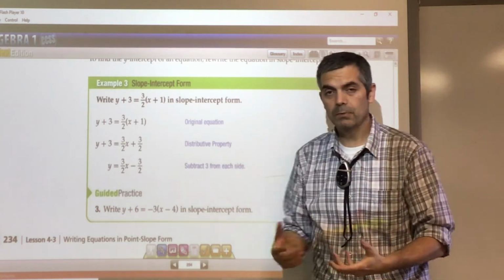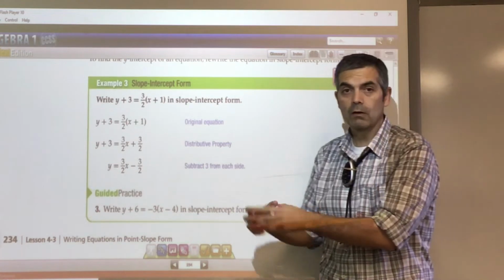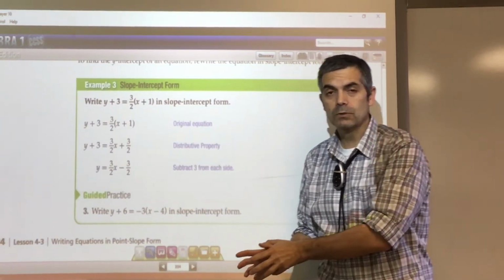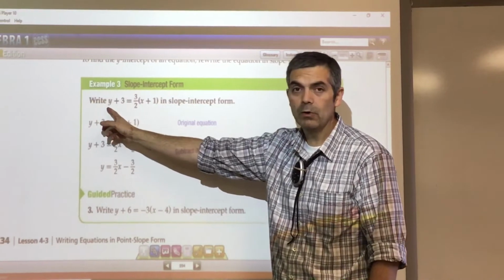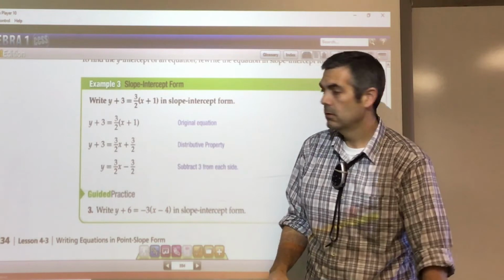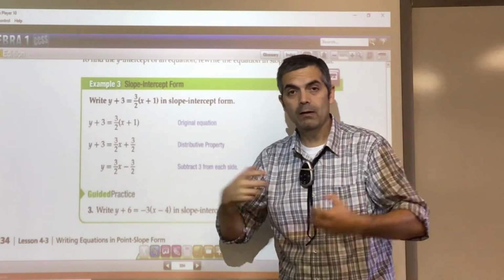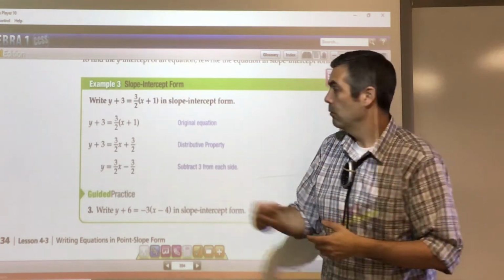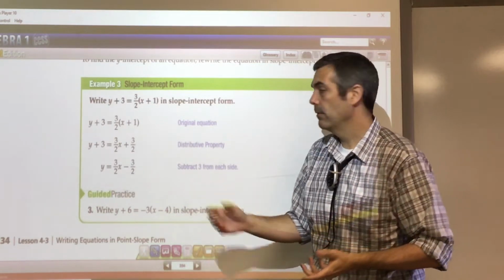And if you remember, slope-intercept form is y equals mx plus b. So you're solving for y. That's what you're going to try and do, solve for y. So we want to isolate this variable right here, the y. We want to get it all by itself. Everything else to the other side. Well, before you do this, you need to simplify both sides of your equation. Once you have both sides simplified, then you can start moving things around.